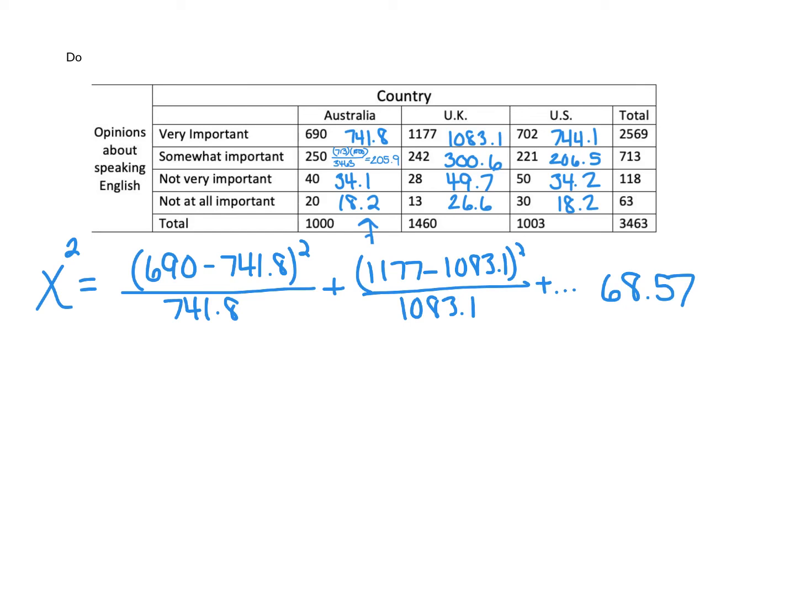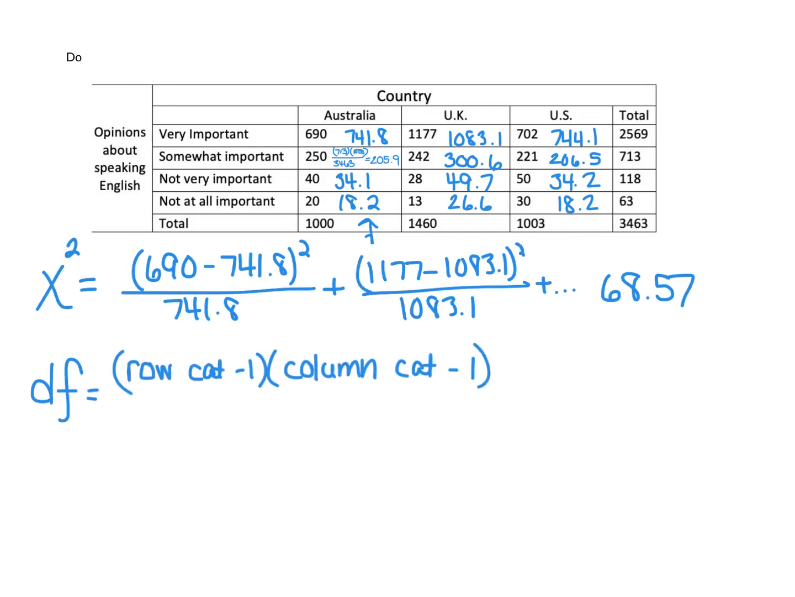I'm going to now get my degrees of freedom and my p-value. So first of all, my degrees of freedom is equal to your row categories minus 1 times your column categories minus 1. So we have 1, 2, 3, 4, don't count your total, 4 different categories in our variable. So that's going to be 4 minus 1 times our column, we've got 3 different populations, so it's 3 minus 1, so it ends up being 3 times 2, which is 6 degrees of freedom.